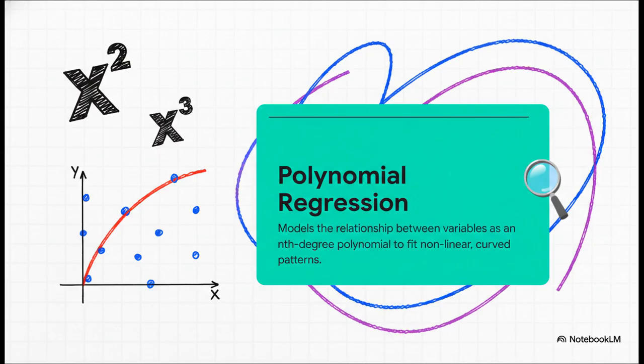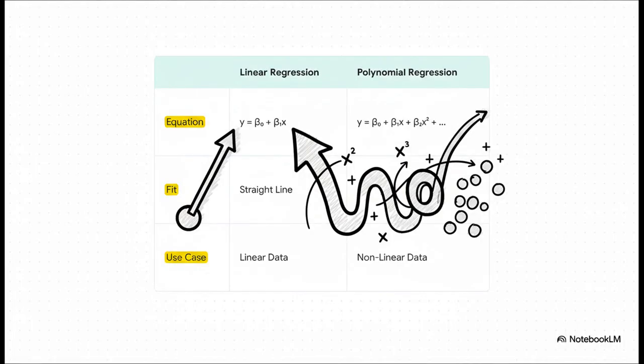So instead of a rigid straight line, we're using a polynomial equation. And yeah, I know that might sound intimidating, but just think back to high school algebra, with terms like x squared or x cubed. That's what lets us create a curve that can actually bend and shape itself to fit our data. And here's the key difference when you put them side by side.